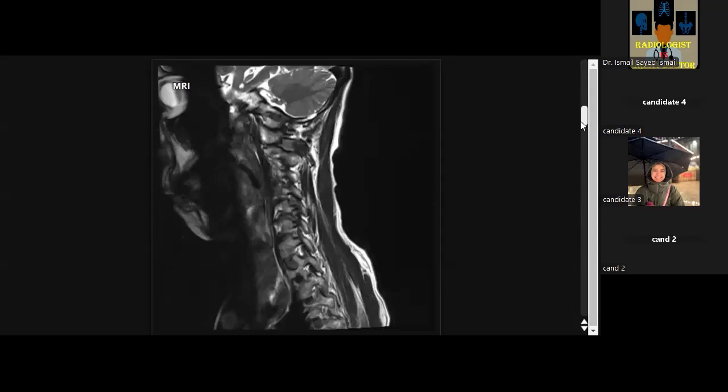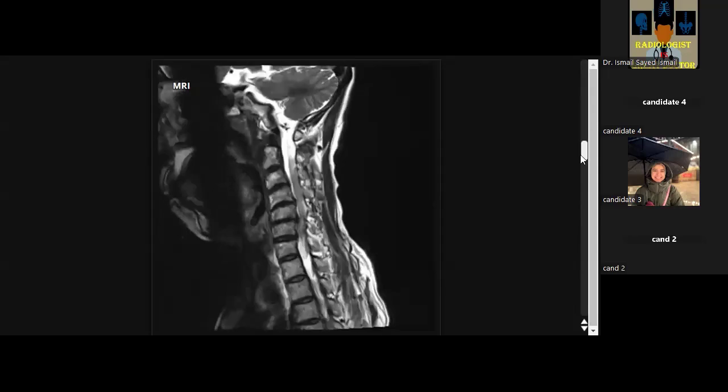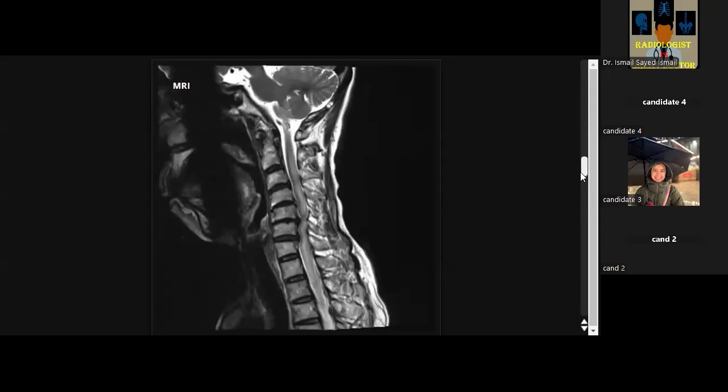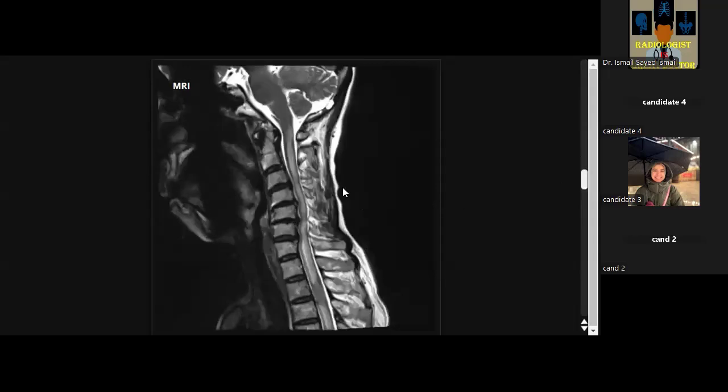I'm provided with sagittal T2-weighted images of the cervical spine. I can see a long segment of T2 hyperintensity involving the cervical cord, extending from the level of the cervicomedullary junction up to the level of the upper dorsal cord. I do not see any cord expansion. I do not see any T2 hypointense areas. I would like to view the T1 post-contrast images for this patient.